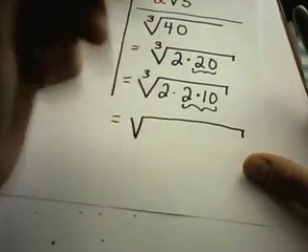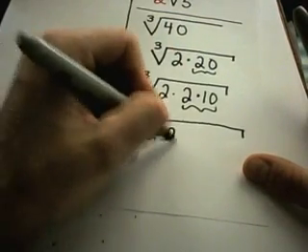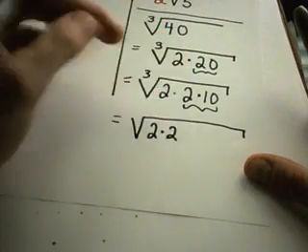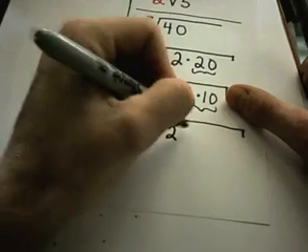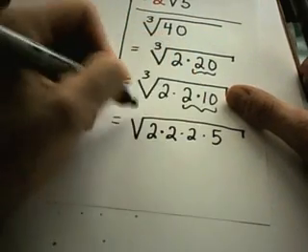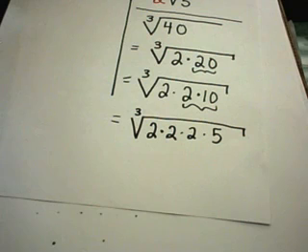Well, at least not the 2 and the 2. The 10 I can certainly factor down. So here are my 2 original 2's. If I now break the 10 down, I'll get 2 times 5. And now I've got a prime factorization of the number 40.